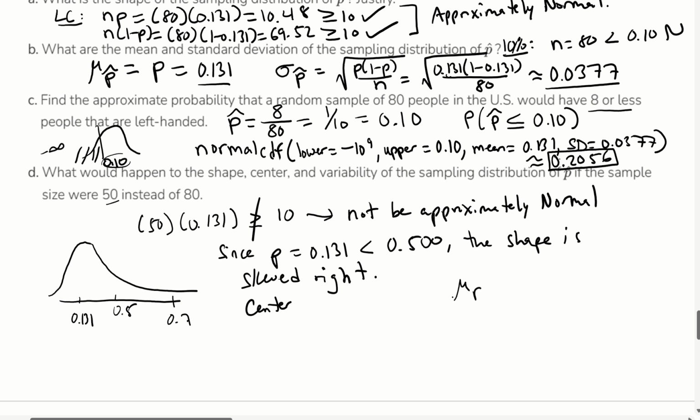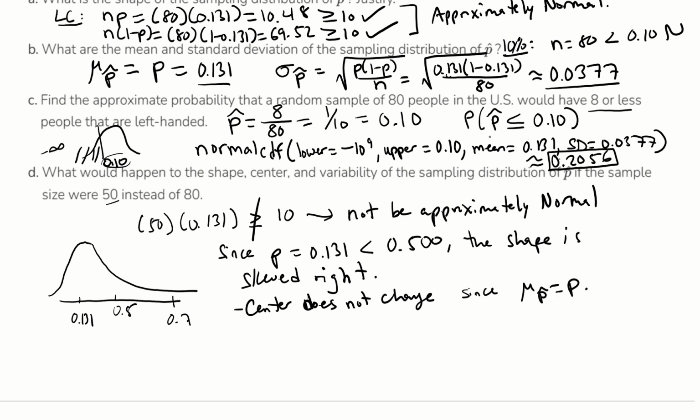Yeah, so this would be the same as p, as long as p hat is an unbiased estimator, which it is. We know that p hat is an unbiased estimator, so we know that that's going to be true. So the center is not going to change, since mu p hat is equal to p.